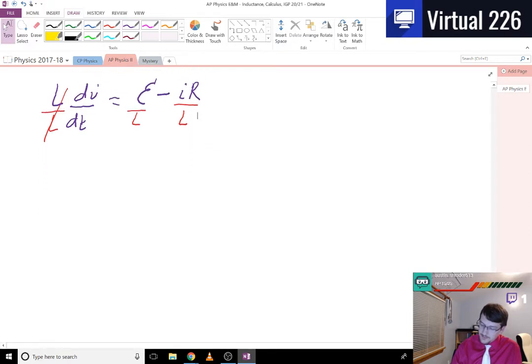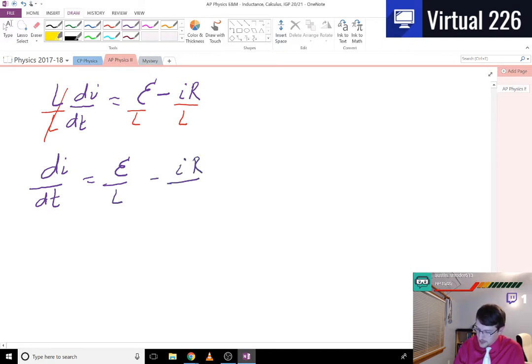Rewriting that, and we're going to do a lot of rewriting here, so just get used to it. We're going to have di/dt equals epsilon over L minus IR over L. Okay, if you got that far, you did great. You set up the differential so that you can go ahead and solve it. That was all the legwork right there. So, ta-da, you did it.